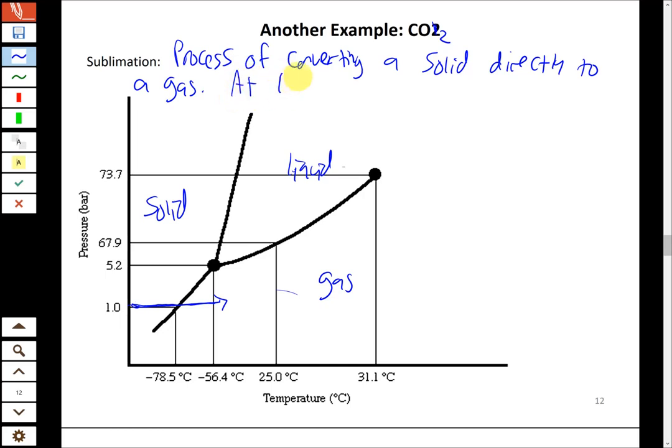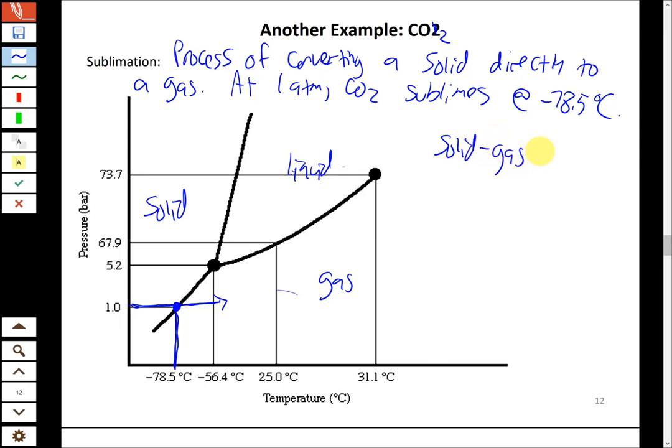So for CO2 at 1 atmosphere, we can predict the temperature at which it sublimes, because that's going to be the temperature at which we get to that borderline between solid and gas, which occurs at minus 78.5 degrees Celsius. So that'd be the temperature at which dry ice would start to convert into gaseous CO2. So when you have a dividing line between solid and gas phase, that's your sublimation line, and that process of converting is called sublimation as well.